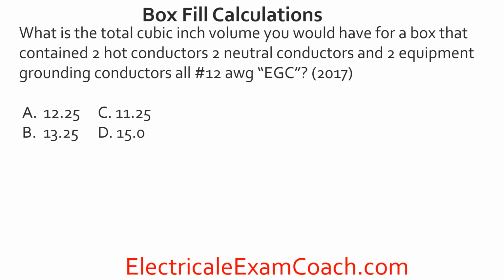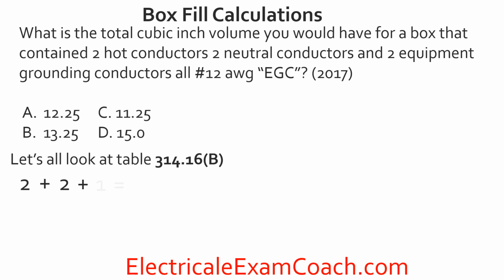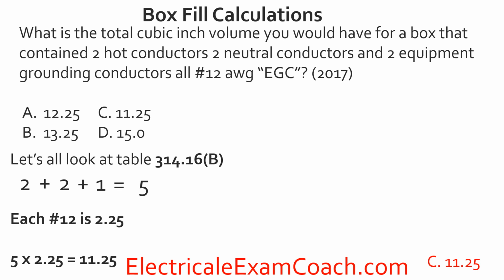What is the total cubic inch volume you would have for a box that contained 2 hots, 2 neutrals, and 2 equipment grounding conductors, all of the 12 gauge persuasion in the 2017? Well, we know we're going to count our 2 hots, we know we're going to count our 2 neutrals, and all of the equipment grounds count as 1 total. We would have a total of 5 conductors. We do the math for 12 gauge conductors, and we end up with 11.25.